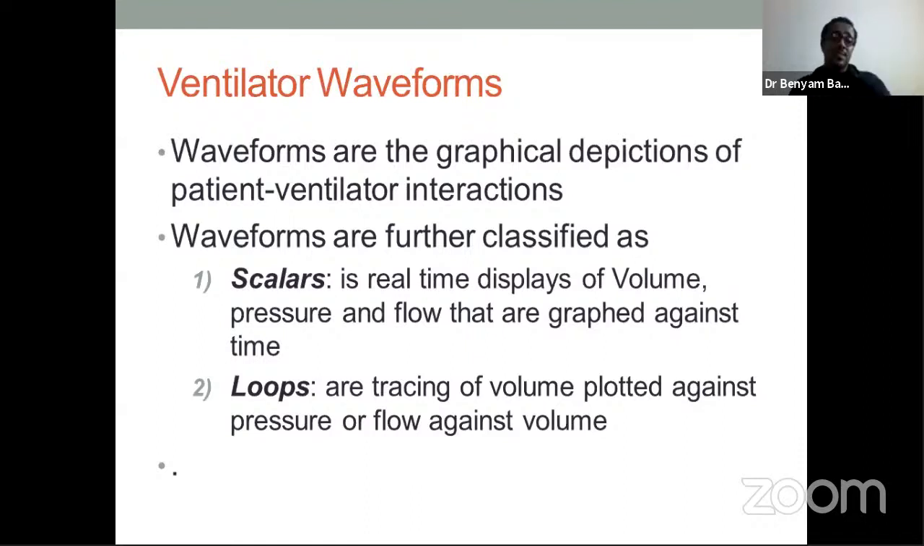Scalars are a real-time display of volume, pressure, and flow graphed against time. So time is the x-axis, and volume, pressure, and flow are presented on the y-axis. Loops are tracings of pressure plotted against volume, or flow against volume. So pressure will be on the y-axis and volume on the x-axis, and flow will be on the y-axis again, with volume on the x-axis. So those are loops, and those are the definitions of scalars.